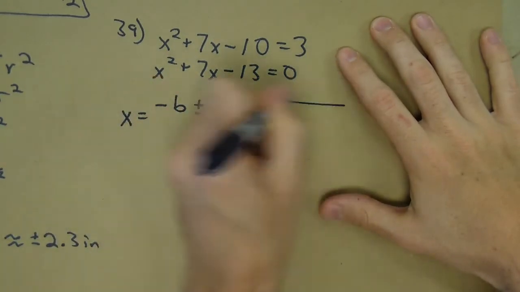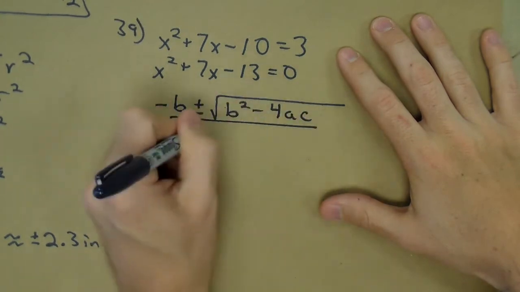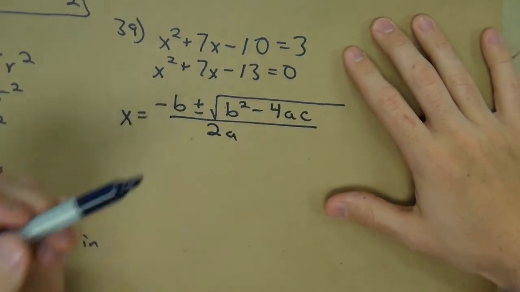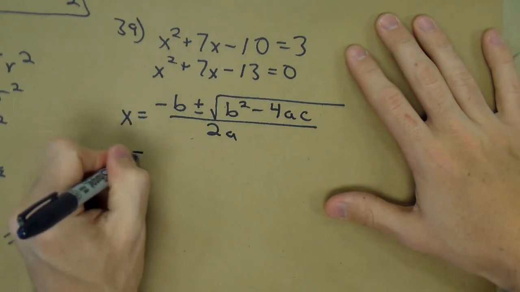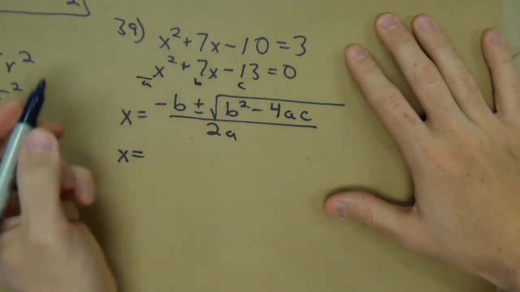Negative b plus or minus the square root of b squared minus 4ac over 2a. You got to know it. You got to be able to use it. So let's plug in some values. A is 1 here, b is 7, c is negative 13.